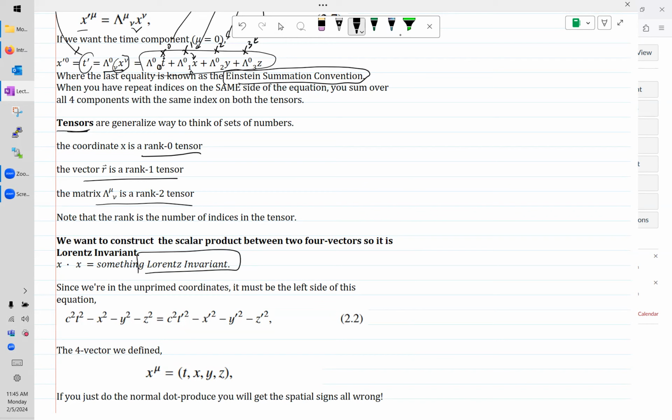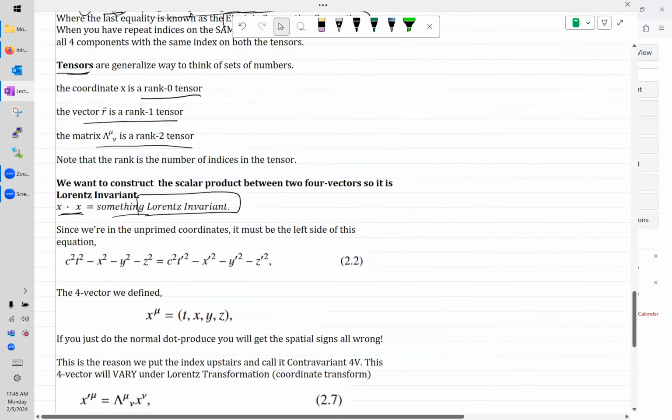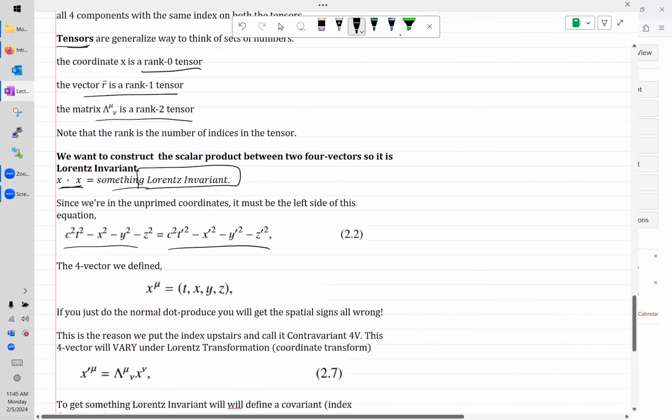Because what we need in order to do quantum mechanics with special relativity is numbers that don't change depending on the frame of reference, or some variable that doesn't change. So the goal is to make something like a dot product or scalar product between them, like x dot x, that is Lorentz invariant. You already have something like this up in equation 2.2.